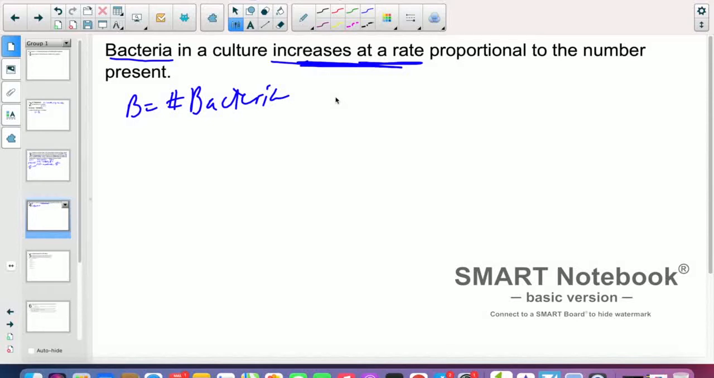So if B is the number of bacteria present, then wouldn't the rate of change of that be representing the situation we're talking about? So if it increases at a rate proportional to the number present, this is a direct variation problem, and if the rate of change is proportional to the number present, then that is k times B, and that would indicate that this is equal to the rate of change, the increase. And so the rate of bacteria changing would be dB over dt, the rate that the bacteria increases.